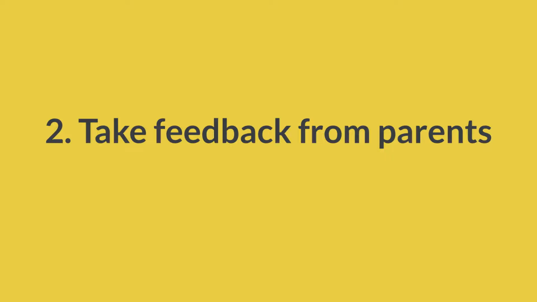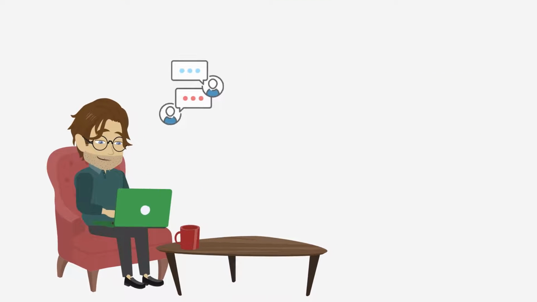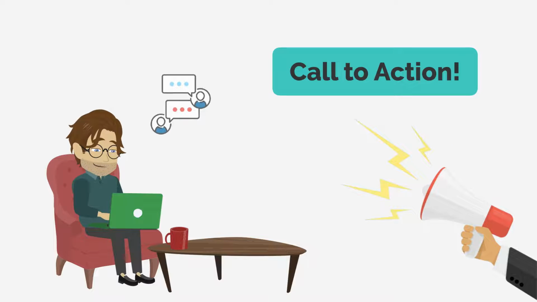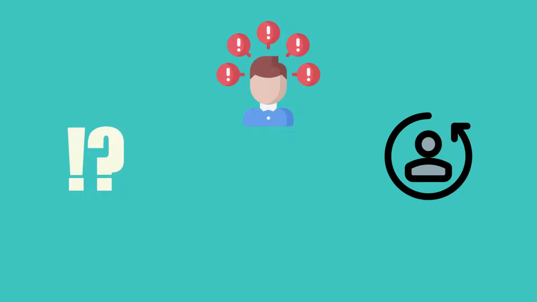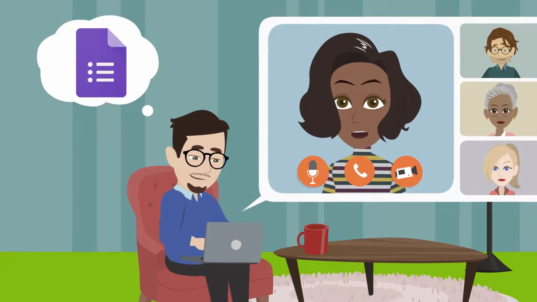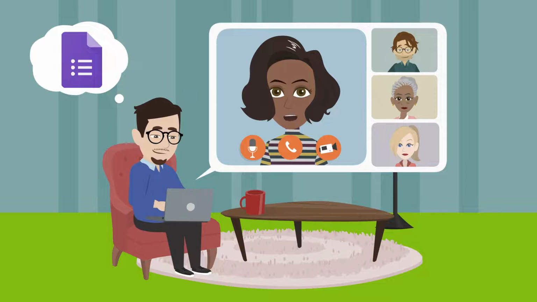Take feedback from parents. Secondly, you need to take feedback from parents. An example is to include a call to action button for parents in your email or call. Ask them what problems, issues, and changes they would like to discuss during the meeting. They must have some complaints, suggestions, or messages of gratification that they want to convey to you. Record their feedback in Google Forms and discuss it during the Google Meet session. It is a great way to show your dedication to your students' success.